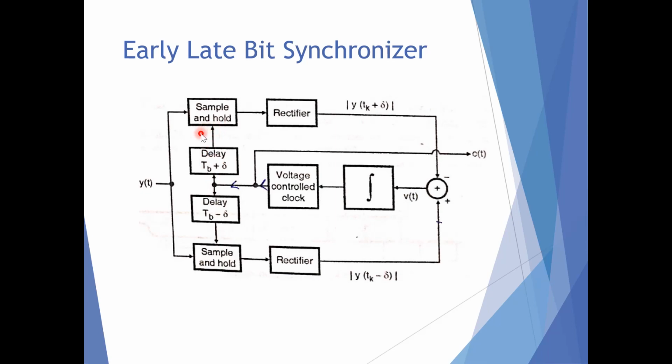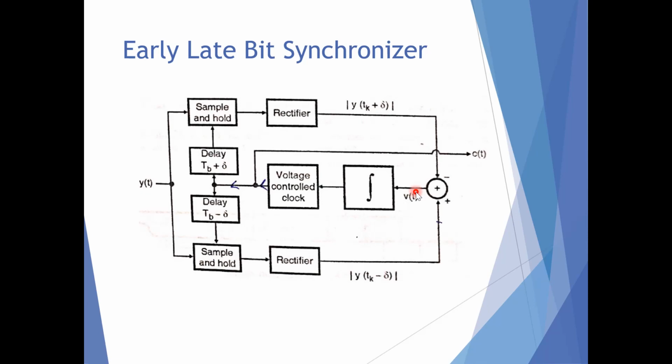The input signal y of t is sampled early at tk minus delta. Here early sampling is done. Similarly, late sampling will be done by using delay block tk plus delta. At the output of both the sample and hold circuits, we obtain a sampled value of y of t, so sampled y of t early and late. These values are then rectified and subtracted from each other to produce a correcting voltage. Now this is known as a correcting voltage, that is V of t.